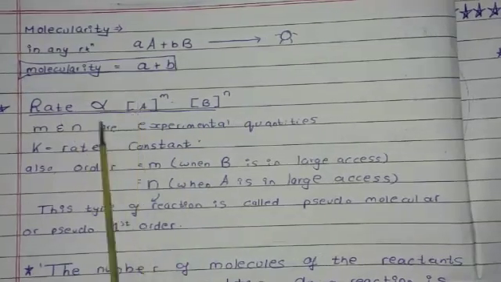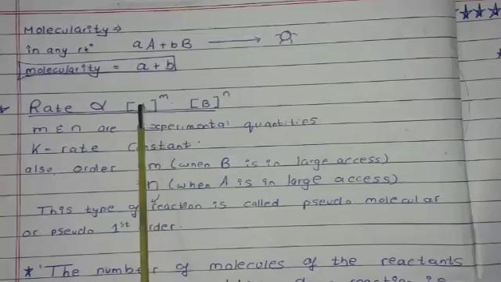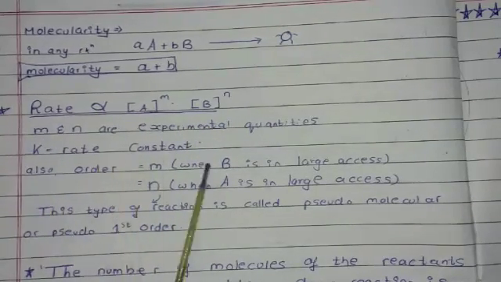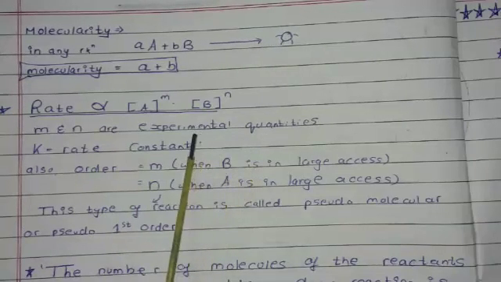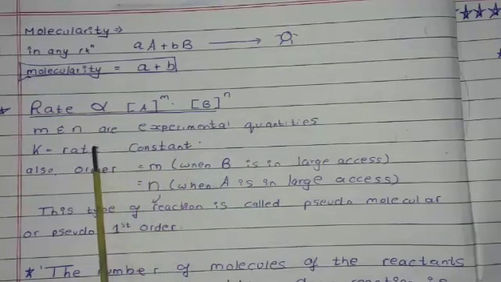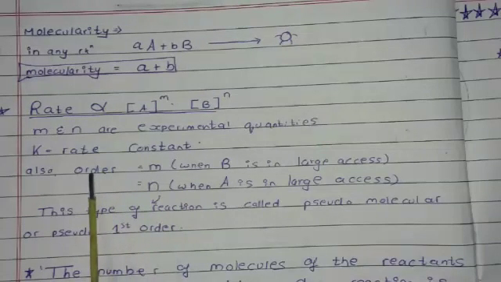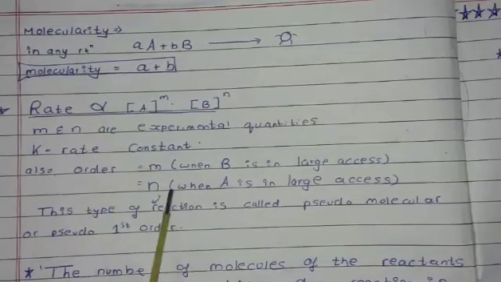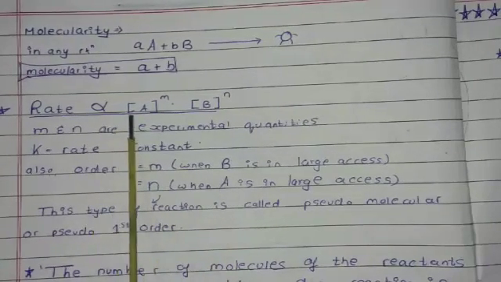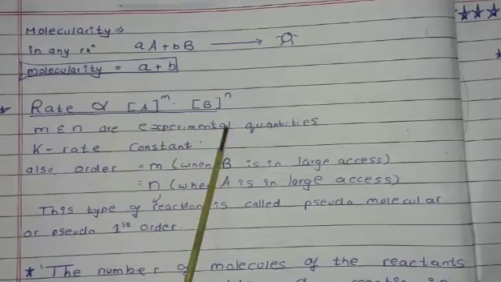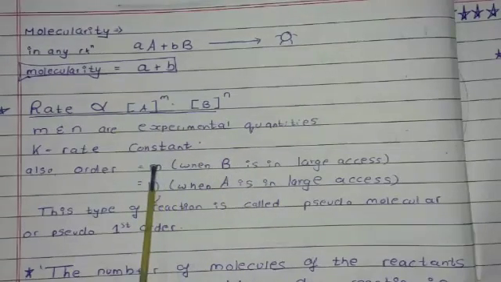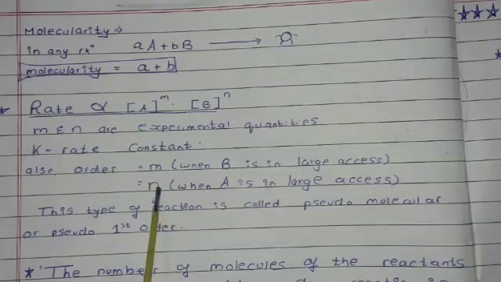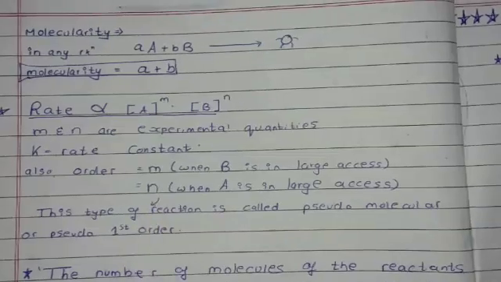Now what is rate? Rate is directly proportional to concentration of A to the power m times concentration of B to the power n, where m and n are experimental quantities not yet defined. We cannot just calculate these things. And K is nothing but the rate constant. And also we know about the order. Order equals m when B is in large excess, and order equals n when A is in large excess, since it is A power m and B power n. So when B is in large excess, then m is the order, and if A is in large excess, then n is the order, since order is an experimental quantity too.